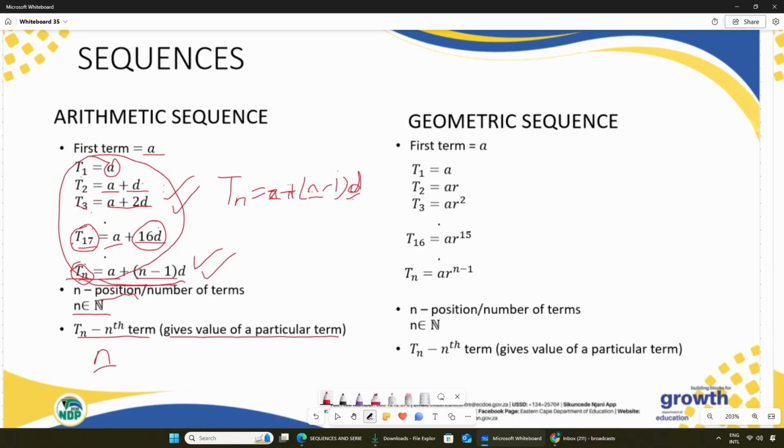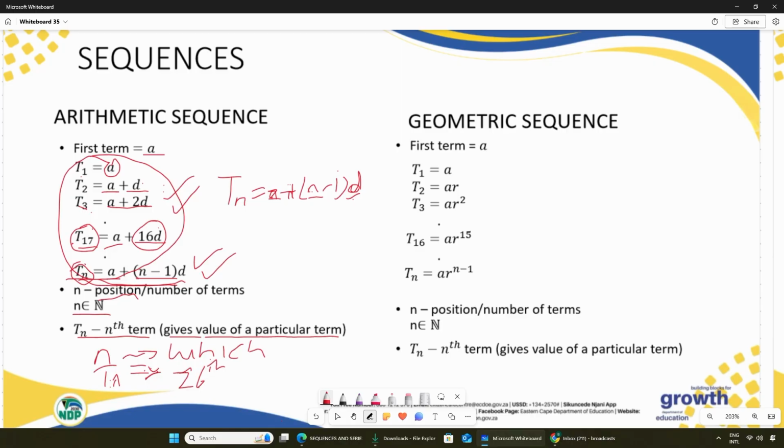Now, I want to emphasize this difference between n and Tn. In the exams, learners are confused whether the question is asking for n or for Tn. If they are looking for n, they will always say which term will give you the value of, maybe, negative 260 something. But if they are looking for the value of a particular term, the question will say determine the value of the 26th term. Let me make an example. Determine the value of the 26th term.